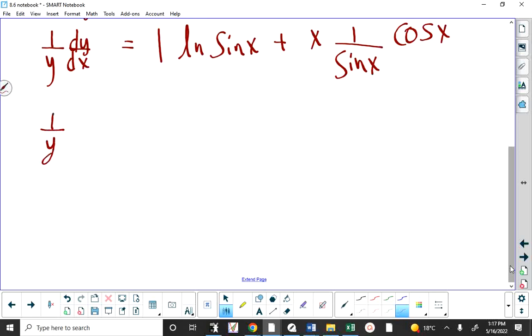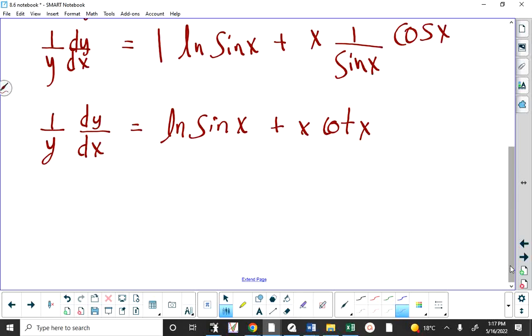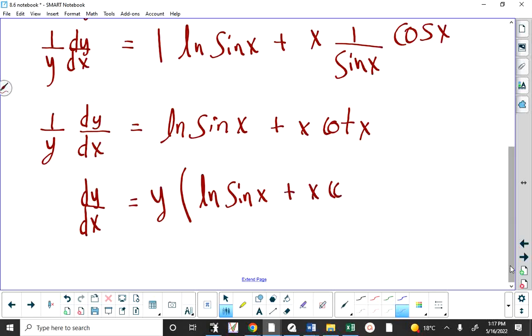I would probably do the next thing in one step, but I'm going to show 2 lines. 1 over y dy dx is ln of sine of x plus x cotangent x. Cotangent x is the cosine x over sine of x. So to get dy dx by itself, you can multiply both sides of the equation by y. And that's our answer. Well, I want to do one other thing, but that's it.